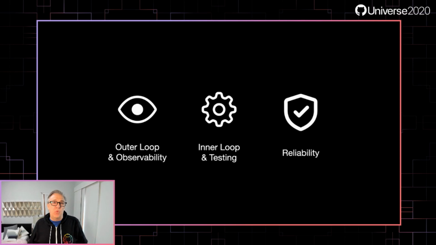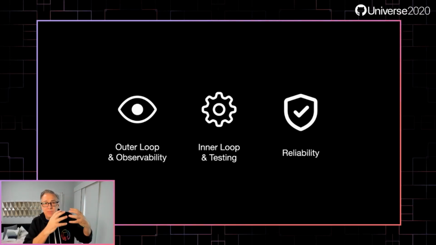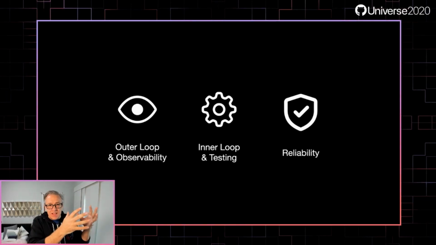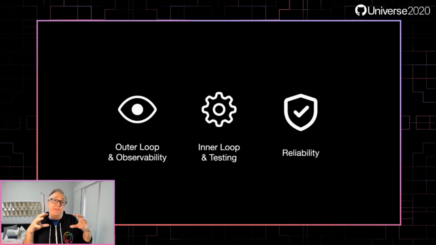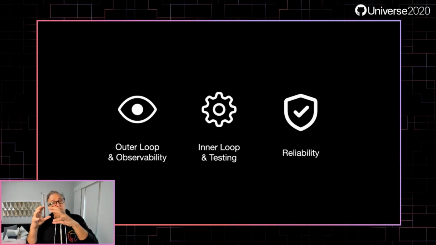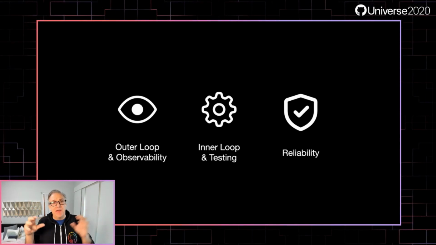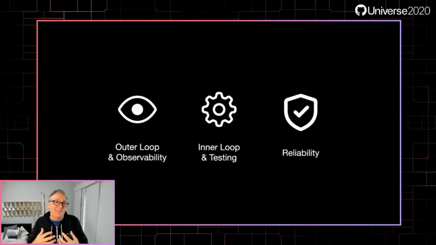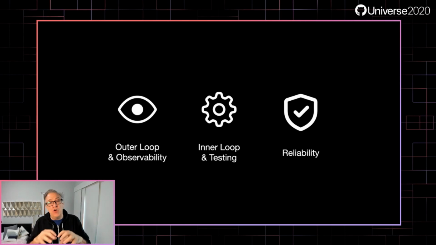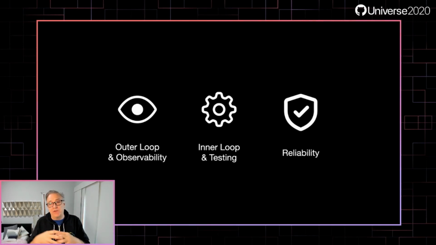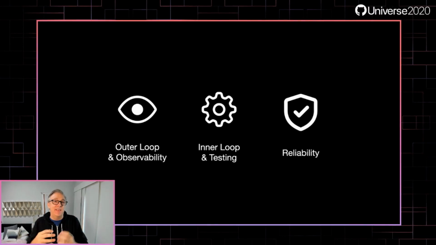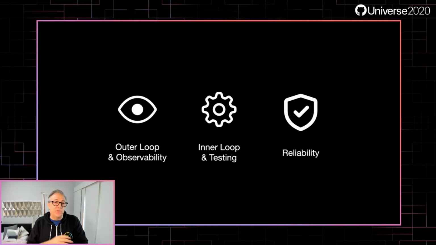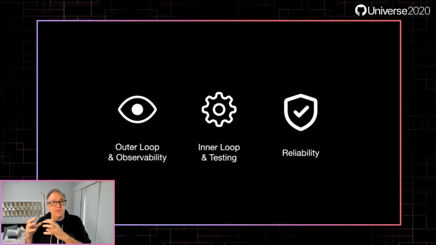And out of that, we came up with three major objectives or work streams for how we wanted to organize this effort. One was around both the outer loop, how you deploy software, but also our observability, both observability during a deploy and then just generally speaking. Another big set of work streams was around the inner loop and testing. That is, when someone is coding, they're making a build locally, they're running tests, all of those kinds of things. And then the final work stream was specifically around reliability.